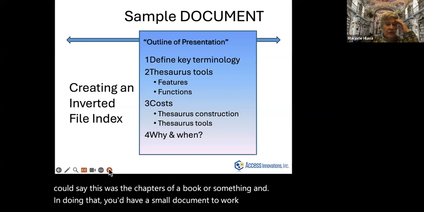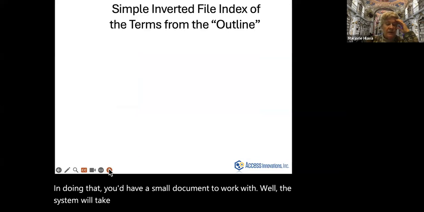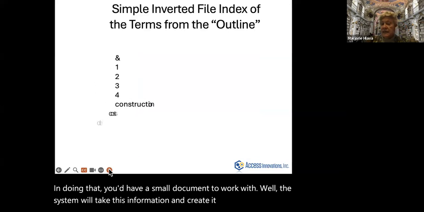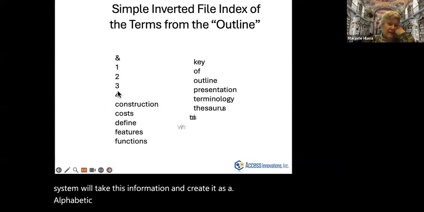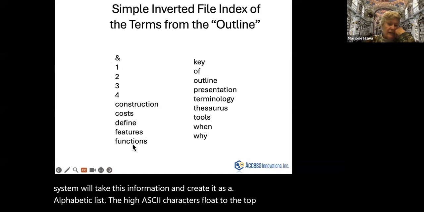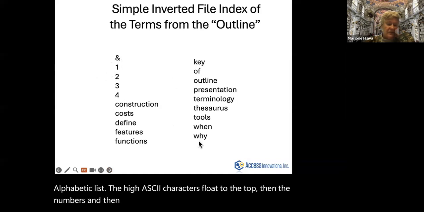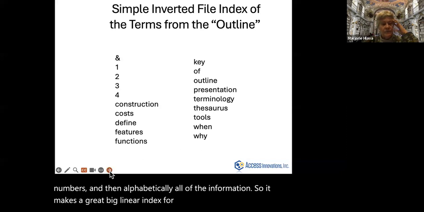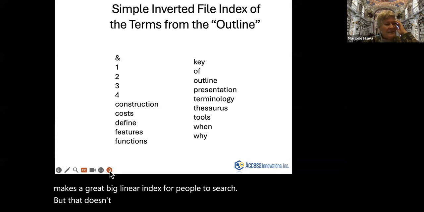Well, the system will take this information and create it as an alphabetic list. The high ASCII characters float to the top, then the numbers, and then alphabetically all of the information. So it makes a great big linear index for people to search. But that doesn't necessarily give us the level of specificity that we're looking for in search.